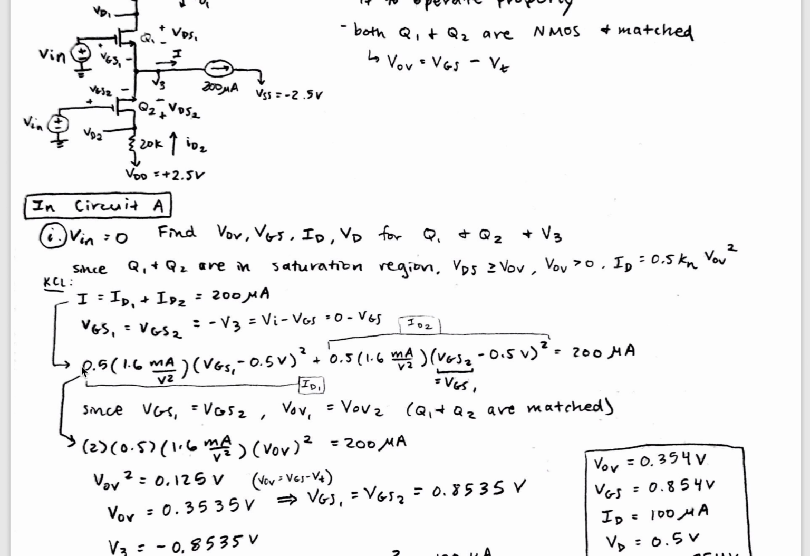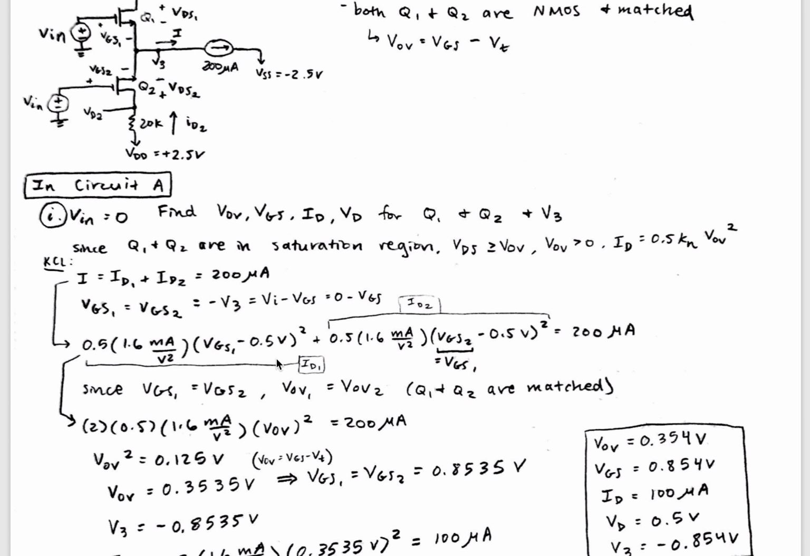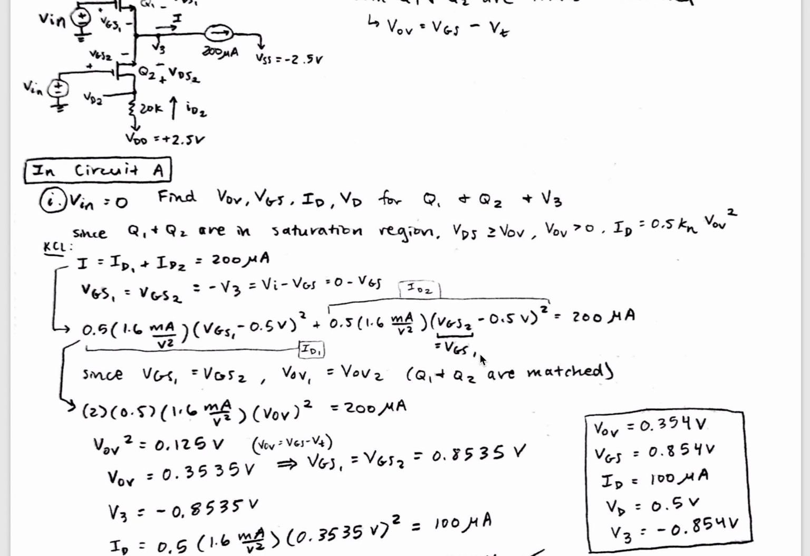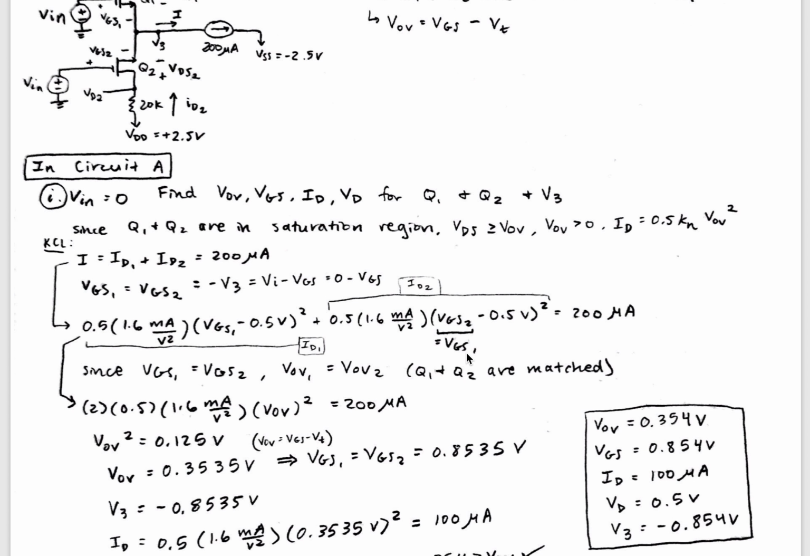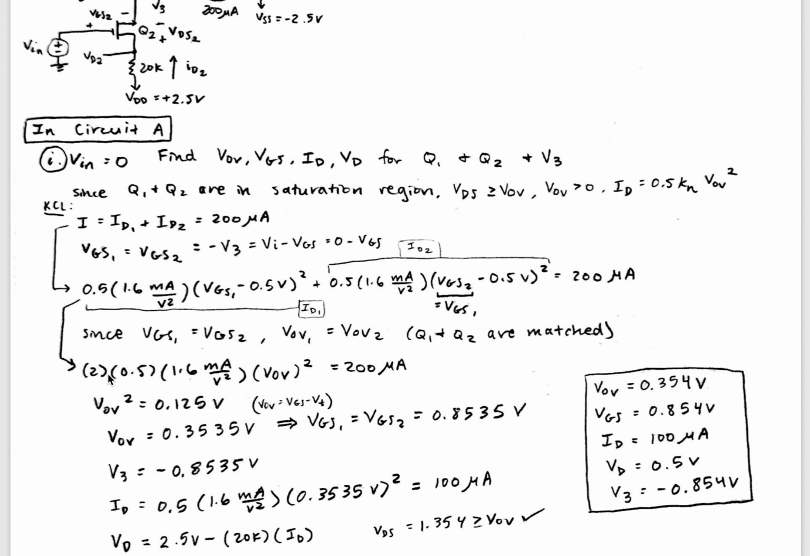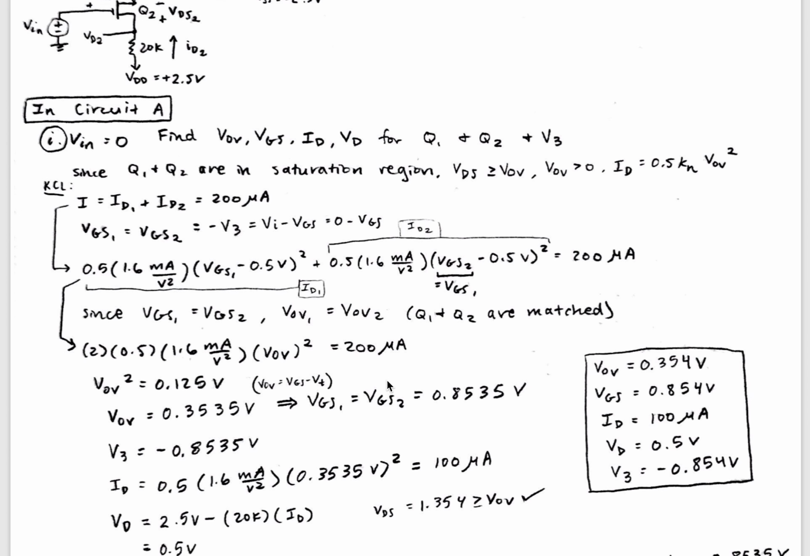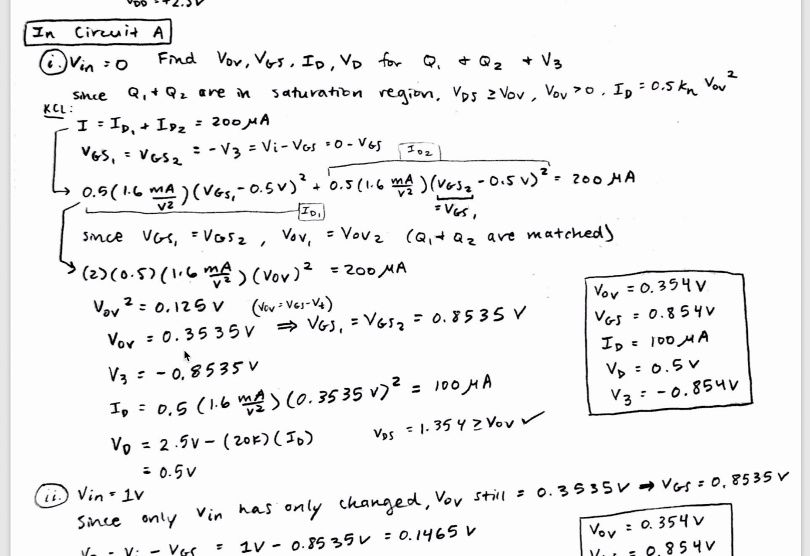And so using that KCL from before, we plug in all of the values given to find ID1 as well as ID2, which should all equal, when added together, 200 microamps. And we know that VGS2 is equal to VGS1, so that means that ID1 and ID2 are actually equal to each other. And so we can simplify this into this equation: 2 times 0.5 times 1.6 microamps over V squared times VOV squared, which should all equal 200 microamps. And solving for VOV, we get that it's equal to 0.3535 volts.